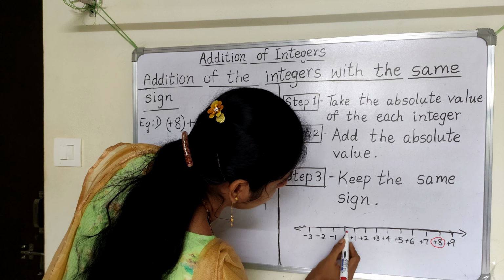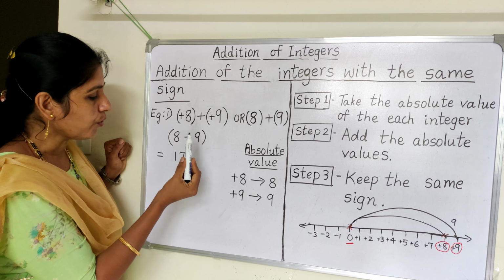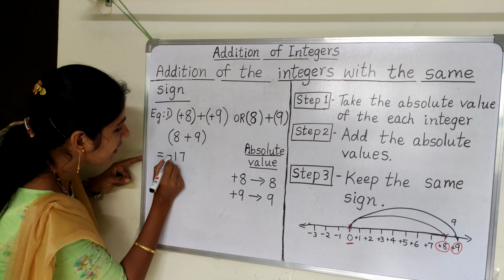Observe the third step: keep the same sign. It means we have to write the same sign in the answer. Observe the given integers. Both the integers are positive integers. They got the plus sign. So write the plus sign in the answer. The answer is +17. It is the same as 17.